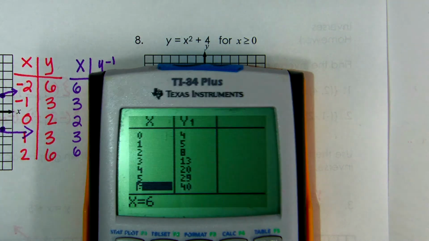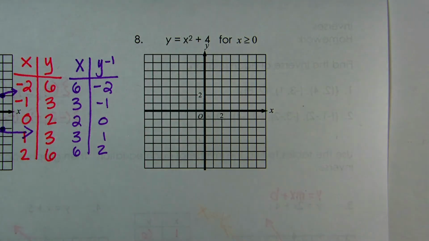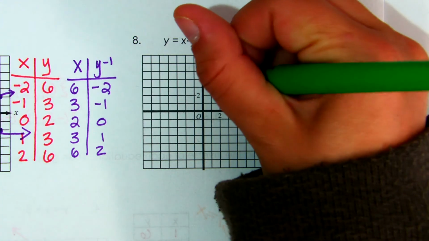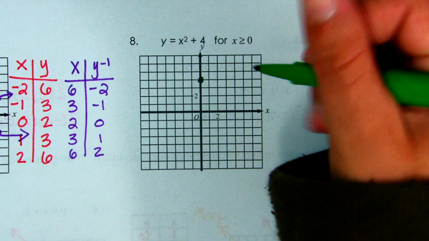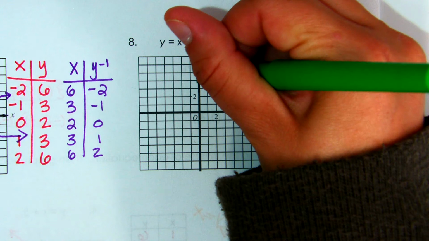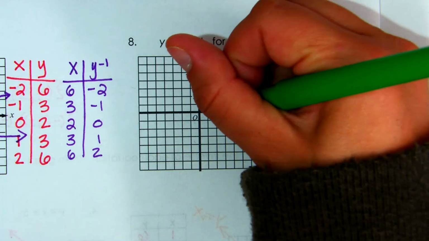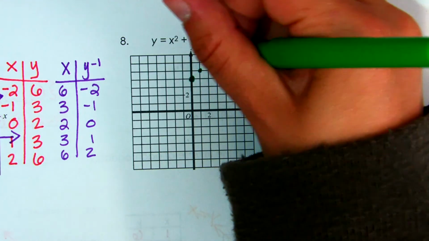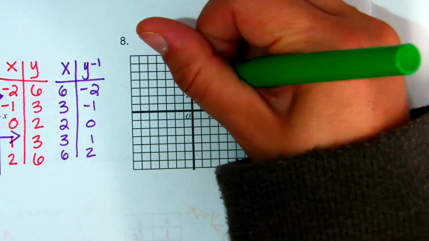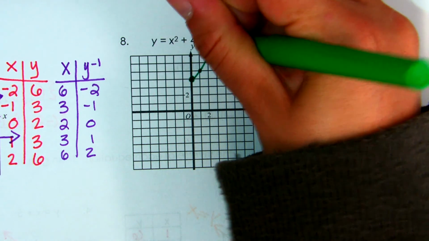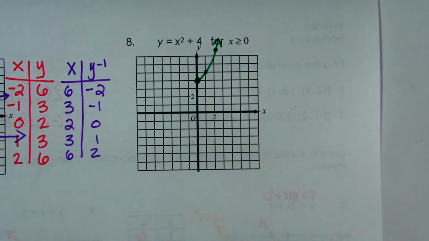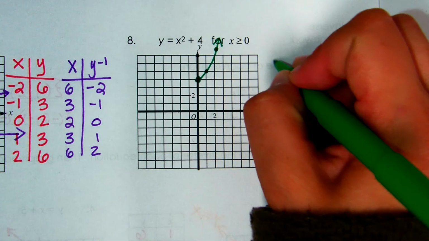I'm going to plot those points. I have one at 0, 4. I have one at 1, 5. And I have one at 2, 8. Which is just a little bit off the page. Or off the grid, not the page. And that's all that's going to fit on my graph because of its size.